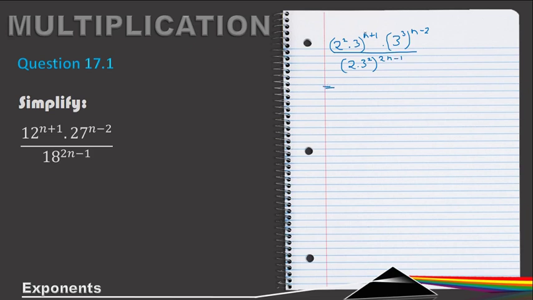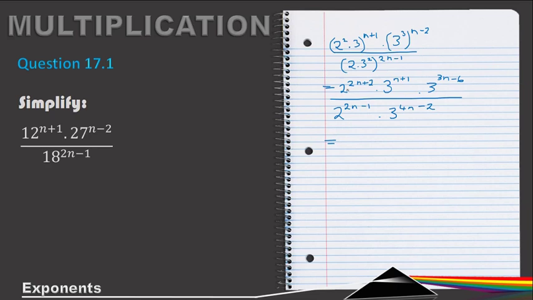Alright, now next step, we multiply our exponents, so that's 2 to the power of 2n plus 2. Be careful, if there's a square and you take your exponent to both of these, so 2n plus 2 times by 3 to the power of n plus 1 times by 3 to the power of 3n minus 6 all over 2 to the power of 2n minus 1 times by 3 to the power of 4n minus 2.